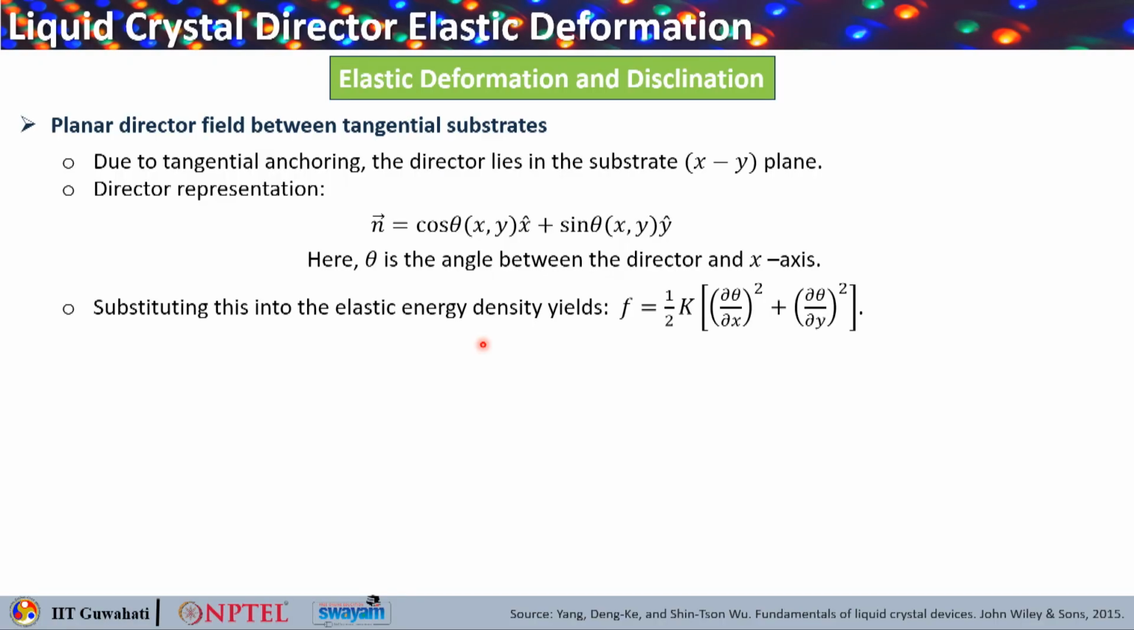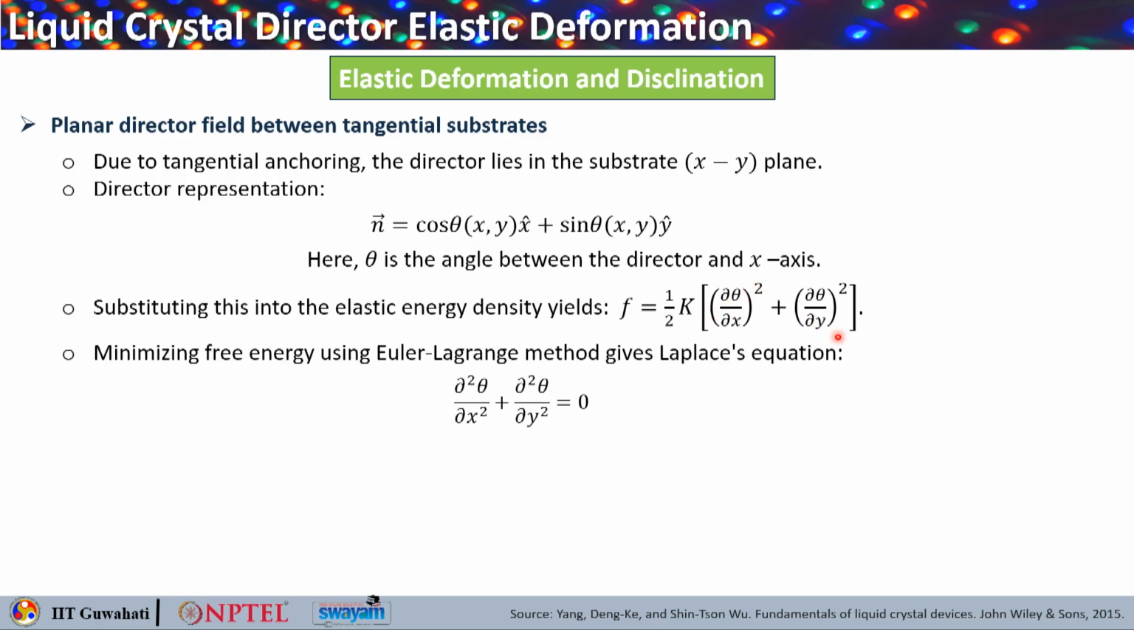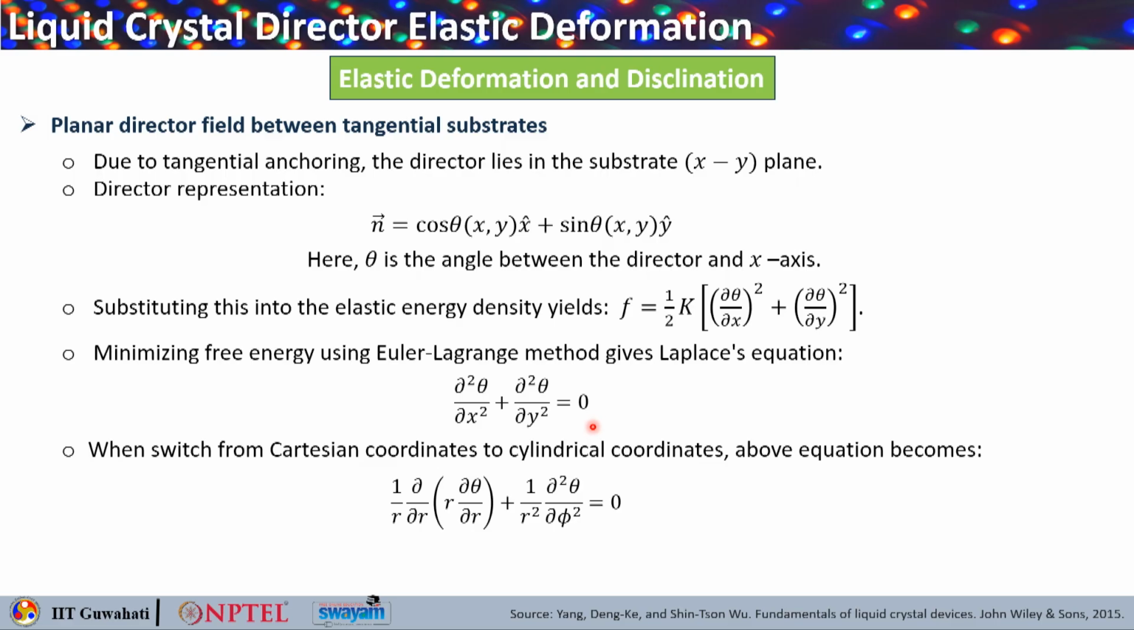So when you substitute this form of n vector into the free elastic energy density equation F, this will basically result into this simplified expression, which is F equals half k dou theta by dou x whole square plus dou theta by dou y whole square. Now if you want to minimize the energy using the Euler-Lagrange method, which basically gives the Laplace equation, where dou square theta by dou x square plus dou square theta by dou y square will be equal to 0.